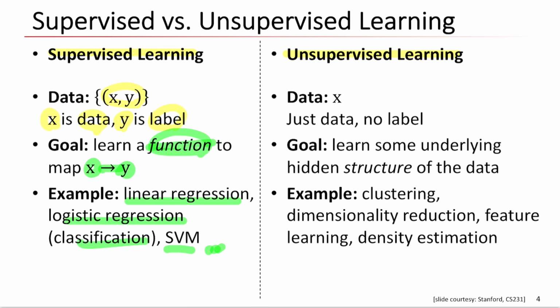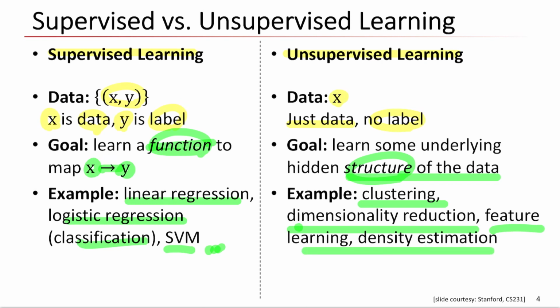What about unsupervised learning? In this case, we only have the data X, just data with no label, and we want to learn some underlying hidden structure of the data. For example, clustering, right? We discussed k-means clustering or the GMM module with the expectation maximization algorithm, right? And dimensionality reduction by using the PCA method, and feature learning, density estimation, something like this.